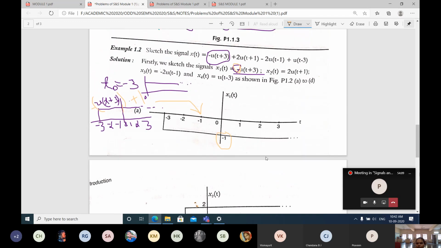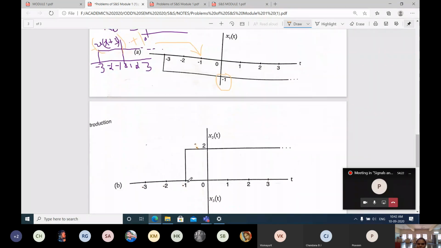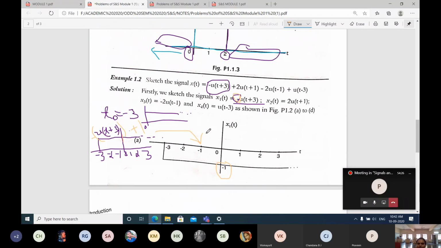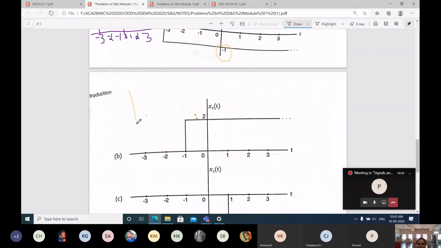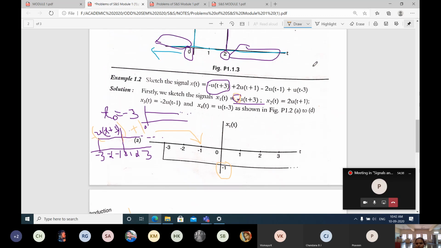What is our x2 of t? 2 into t plus 1. Here also plus 1 means what? Here minus 3 was there. From minus 3 it started. Here it is plus 1, sorry, minus 1, it will start the signal. Yes, from minus 1, the signal will start our u of t function. Then we got the u of t plus 1 function.